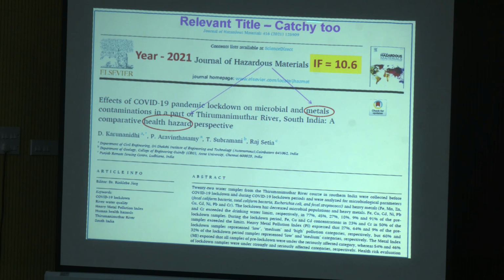Then the next one is a very high impact factor journal. You see, the impact factor is more than 10, 10.6. Hazardous Materials. Okay. Then the title should match with this. So some word like hazard should be there, isn't it? Materials or metal should be there. So you have to properly write the title.